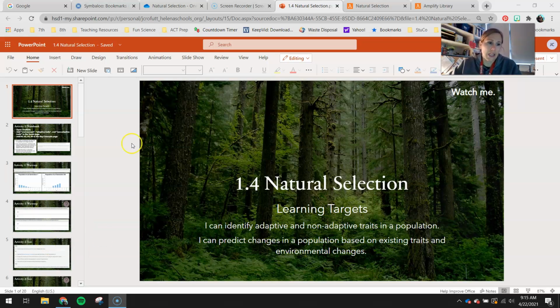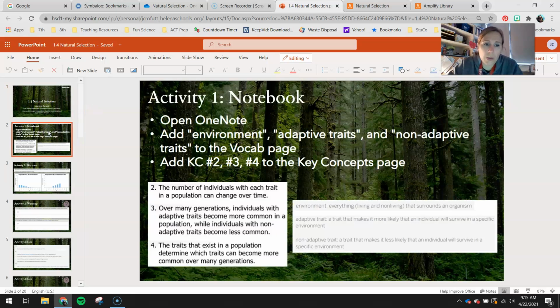How is that different? First and foremost, you need to open up your OneNote and add environment, adaptive traits, and non-adaptive traits to your vocab. So environment is everything living and non-living. Remember, we call those biotic or abiotic factors. Biotic are all the living things: plants, animals, bacteria, fungus, all of those things in an environment. Versus abiotic, or non-living, are things like climate, which includes temperature and precipitation. It could be something as simple as how thin your air is if you're at higher elevations, or your landscape. Those are all non-living things that surround an organism.